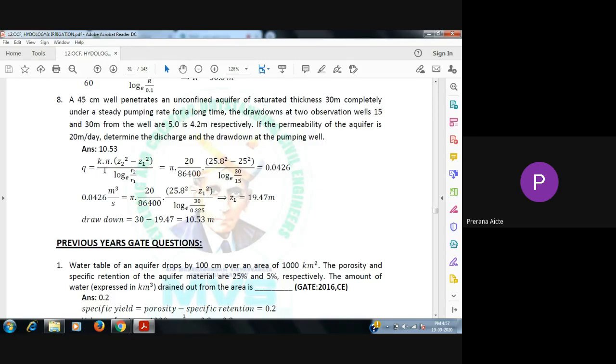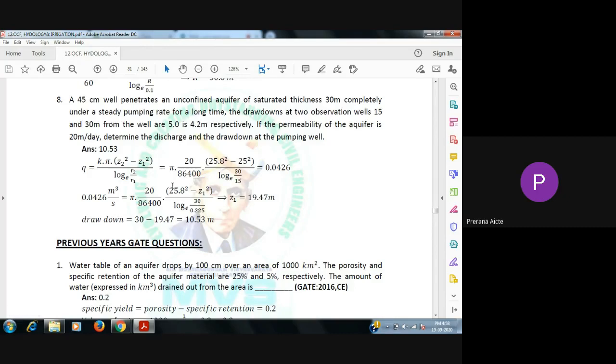So the formula is Q equal to pi into K into Z2 square minus Z1 square by log R2 by R1 to the base e. So pi into 20 meter per day, which we convert into per second. Then the first drawdown: 30 minus 4.2 is 25.8, squared, and 30 minus 5 is 25, by log of R, 30 meters, the standard thickness is 30 meters, by 15. The well is 45 centimeter diameter, so the radius is 45 by 2, 22.5.